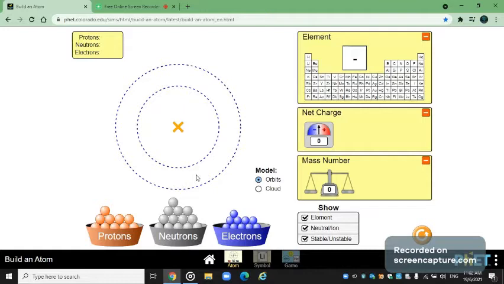Okay, so let's get into the video. The basics of an atom. Let's learn the basics of an atom. So, there is something called nucleon number. But before that, I have to tell you guys something.